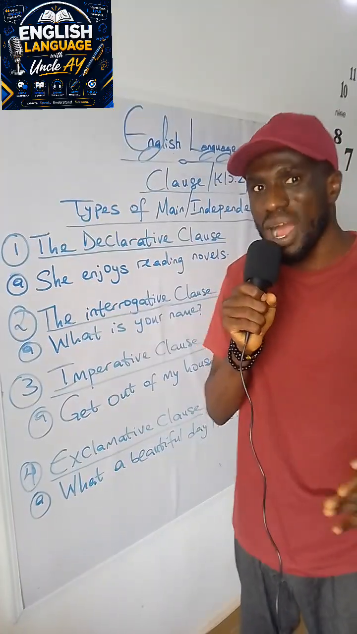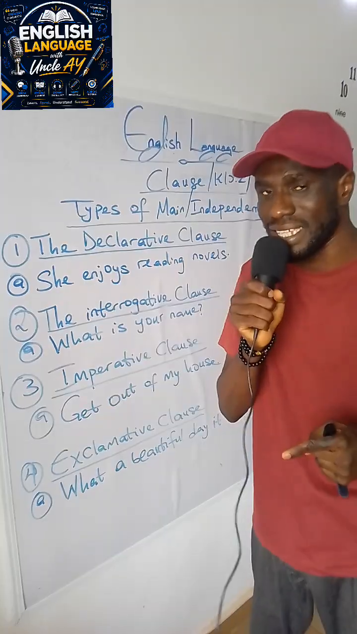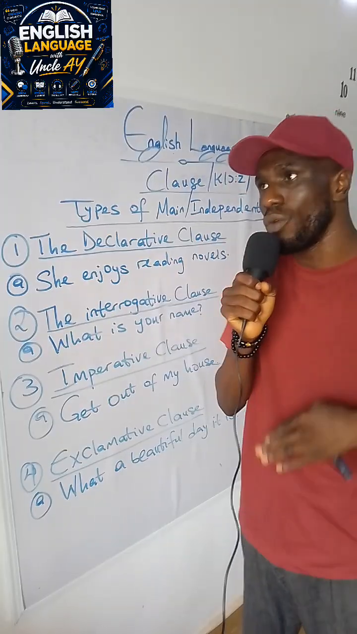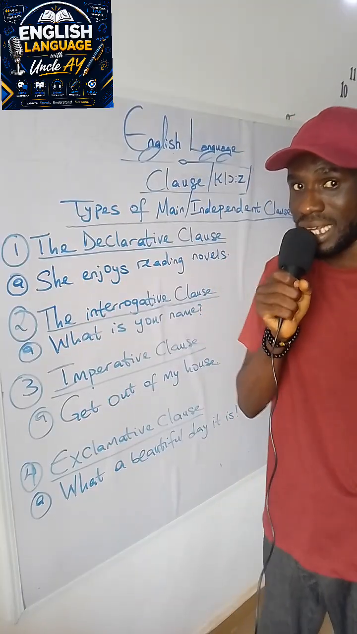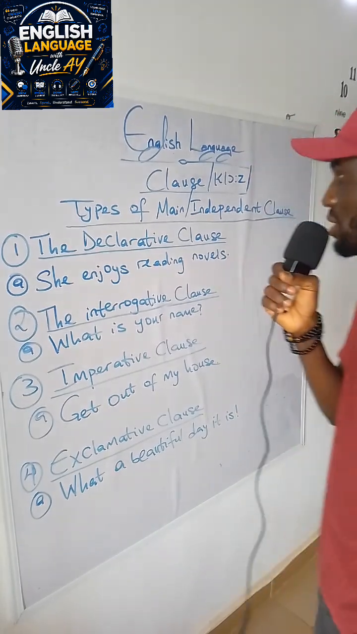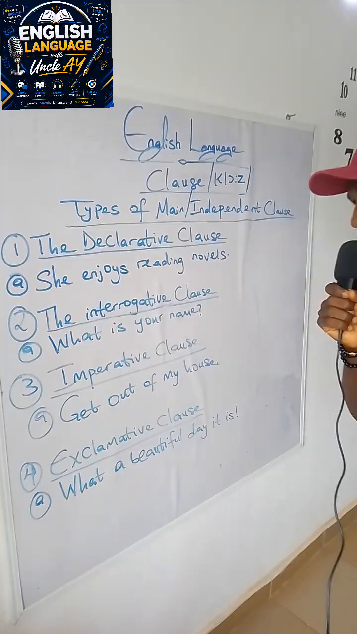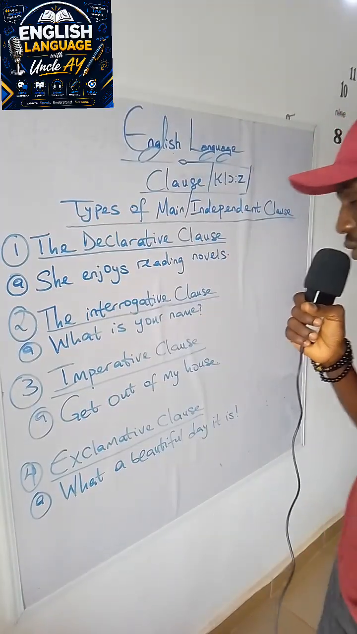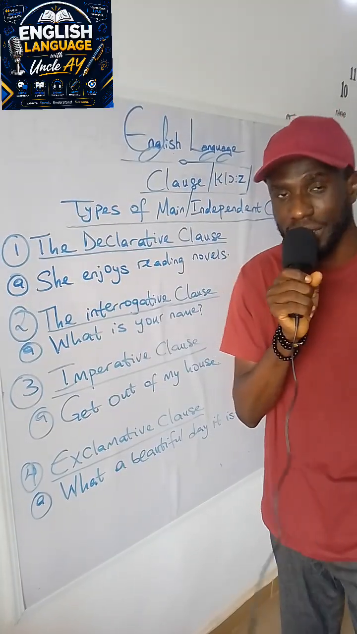So a main or an independent clause is one that can stand alone in a sentence and of course express a complete thought. Yes, and let's not forget that it has to possess a finite verb first before it can be able to do these two aforementioned, that is stand alone in a sentence and then express that complete thought. So that said, let's just delve right into the types of main or independent clause. And there are four of them. The very first one is the declarative clause. Number two is the interrogative clause. Number three is the imperative clause. And then finally we have the exclamative clause.